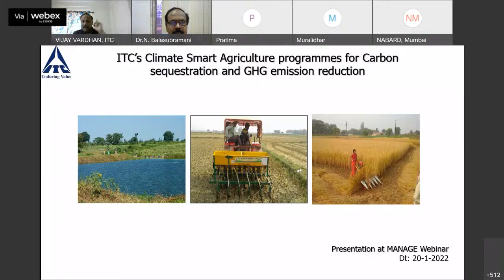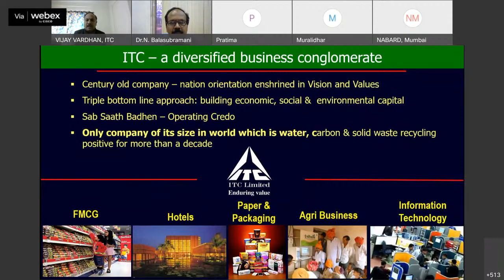So this is ITC's climate smart agriculture. Before getting into it, very quickly about ITC. ITC Limited is a more than 100-year-old Indian corporate, and we are a multifaceted business company. We have a very strong thrust, and we have achieved the milestone of being carbon positive, water positive and solid waste recycling positive for more than a decade, and we continue to be so. Even before the commitments or the talk about being nature positive or carbon positive, we decided 20 years back to get into this, and we have achieved it through our operations, both within the compound and outside the fence.